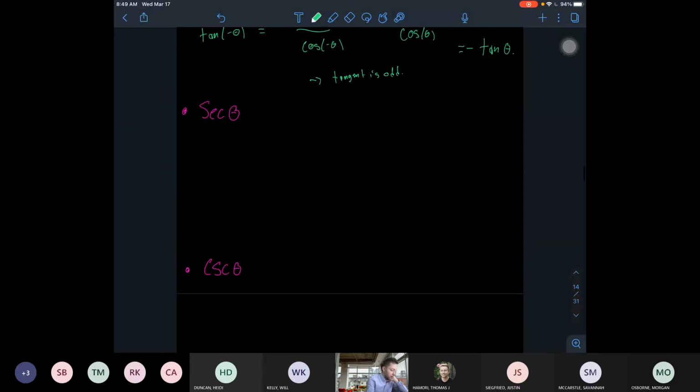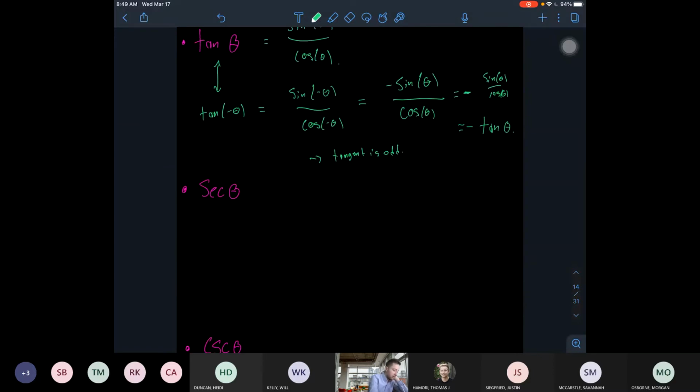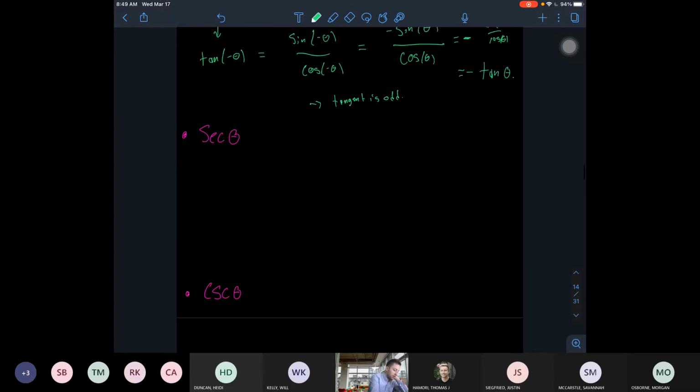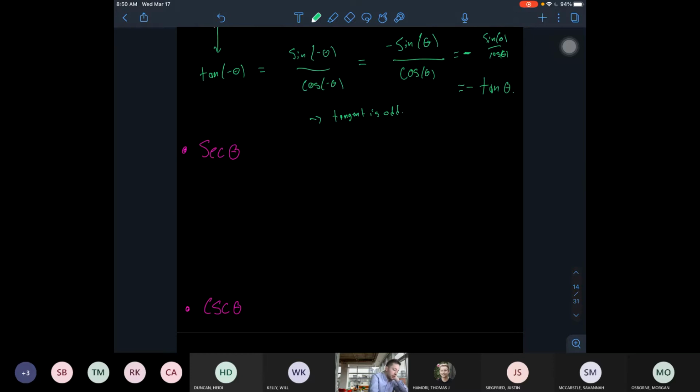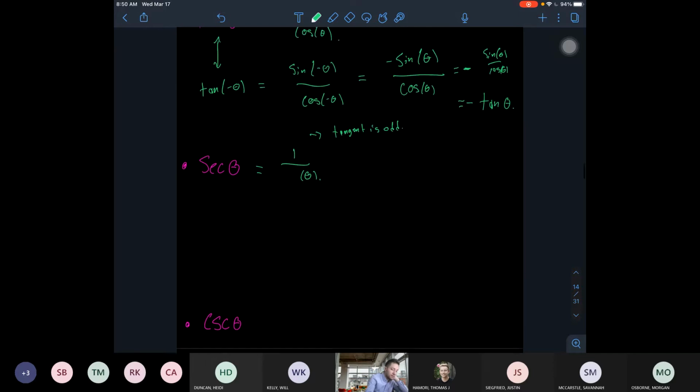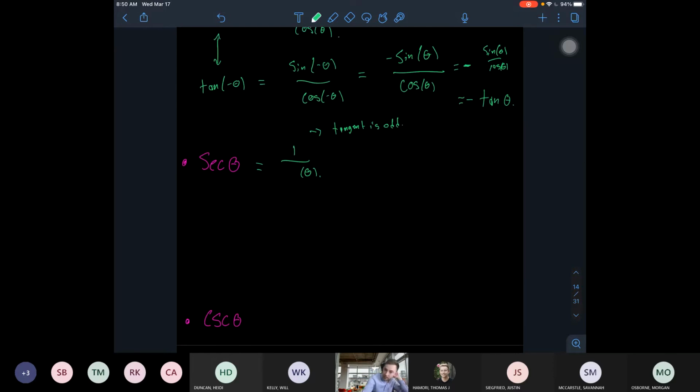I'm going to go through these next two pretty quickly because they're pretty easy. Secant theta. Let me pop quiz the class. If I do secant theta, what is the relationship between secant theta and our usual trigonometric functions? It's one of those that's a reciprocal. It's going to be equal to 1 over some trigonometric function of theta. What is that trigonometric function we should use for secant? Yeah, 1 over cosine of theta.